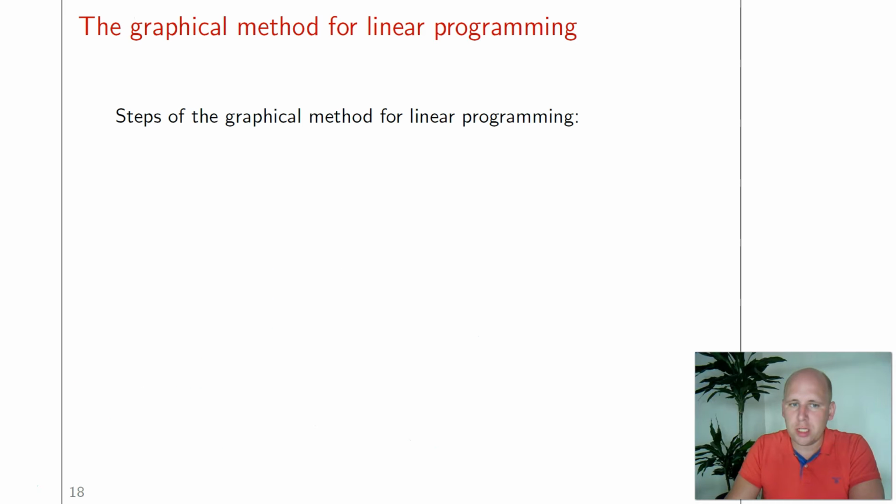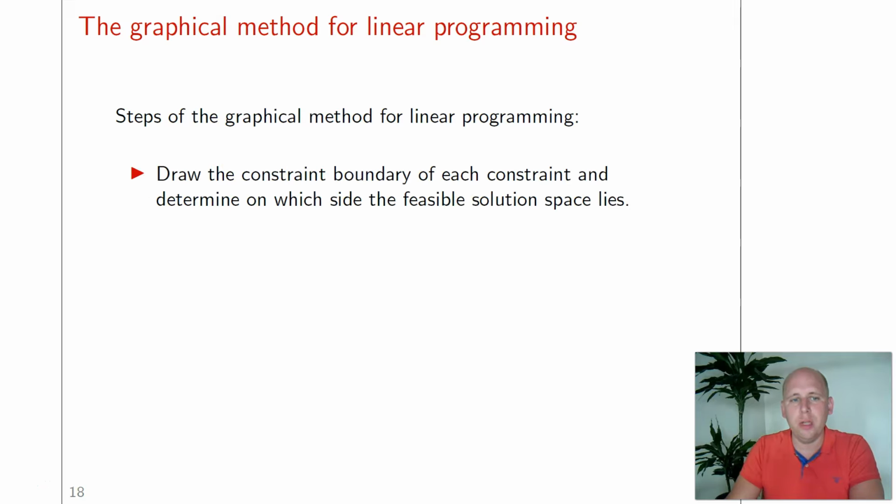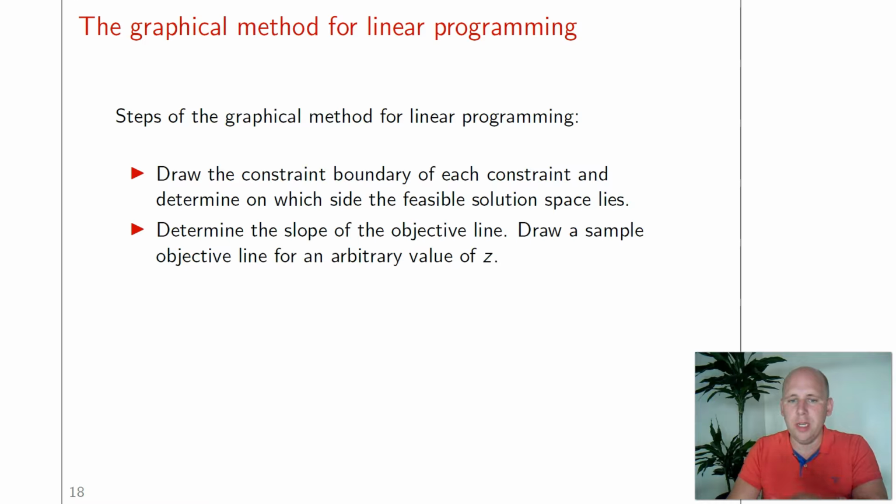Again, so what are the steps if you are trying to use the graphical method to solve a 2-dimensional linear program? Then we are first drawing the constraint boundary for each constraint, and then we need to check on which side of each constraint boundary we have the feasible solution space. And based on that, we then have basically the entire feasible solution space.